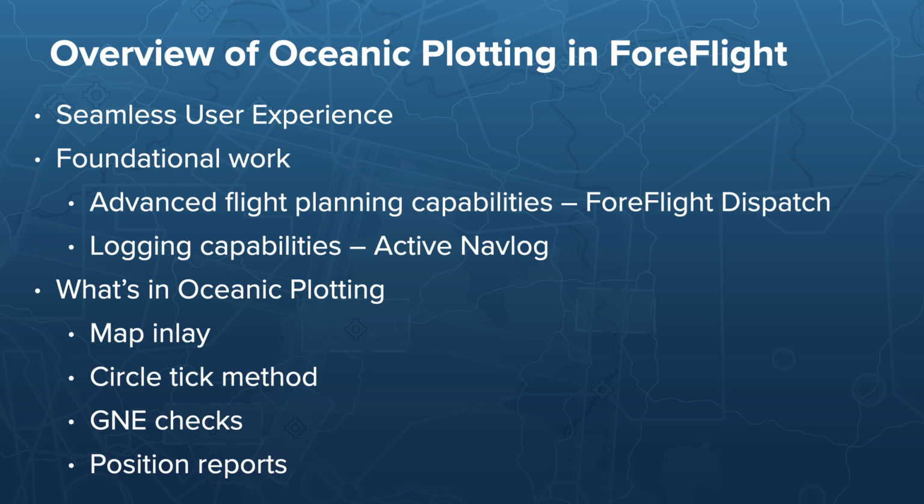So the next step for us was to introduce our logging capabilities, which is called Active Navlog. This is an add-on that was released in May of this year. And Active Navlog allows users to record their time and fuel actuals on each waypoint and have the flight plan update in real time as they progress along their route. Another benefit of Active Navlog is that once the Navlog has been signed, the PDF version is saved and archived in Dispatch, and block times and fuel can be exported to other third-party integrations such as scheduling systems.